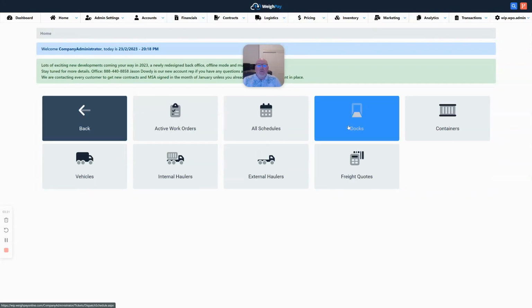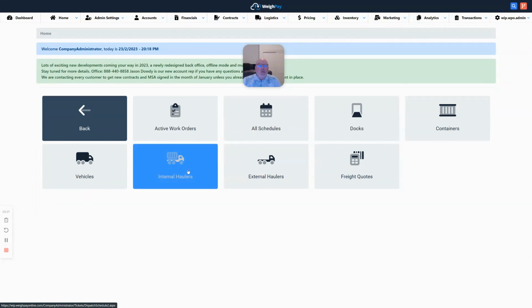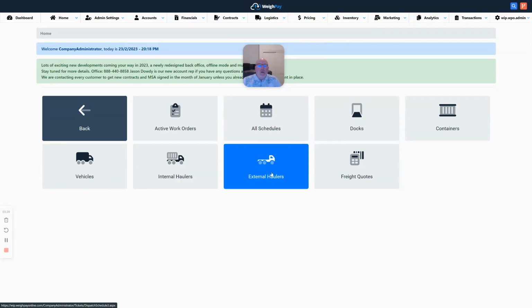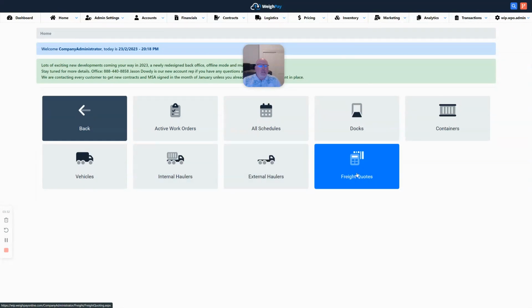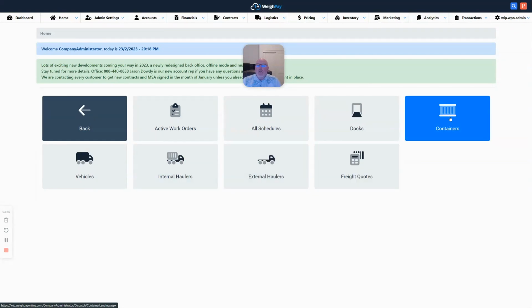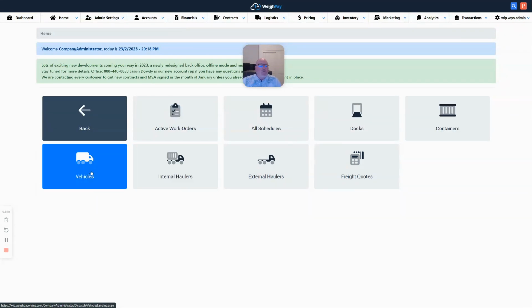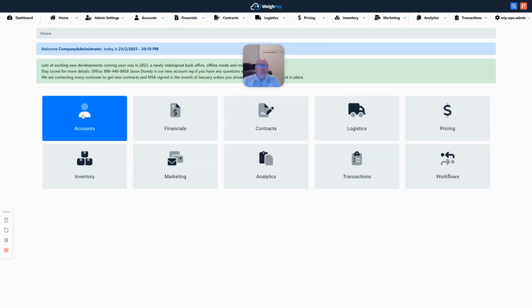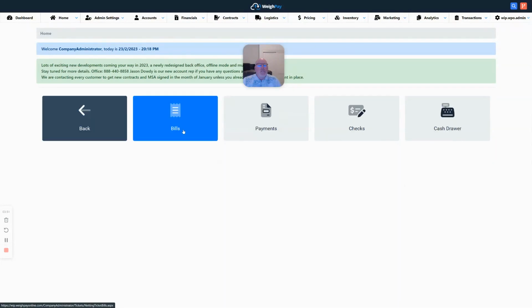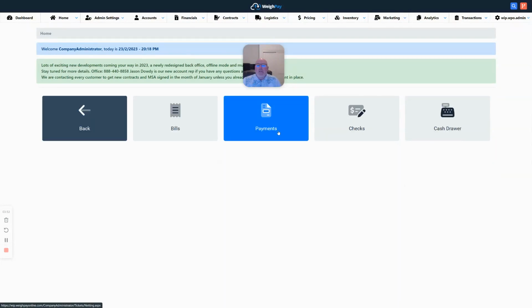Now, keep in mind that our solution does have full logistics built into it, so you can have your active dispatch board, you can have your schedule board, so you can schedule your third-party haulers, you have freight quoting that's built into this, a container management system, so you know what kind of containers you have on hand and where your containers are located, etc. You can also track your assets, vehicles, and your trucks, and how those trucks are associated to your containers. So full system there. When we go to financials, you can see that we have a billing system, a payment system, a check writing solution, and a full cash drawer management solution built right into the system.